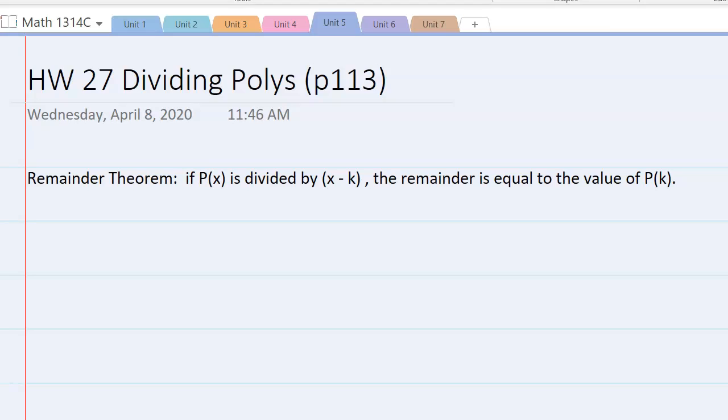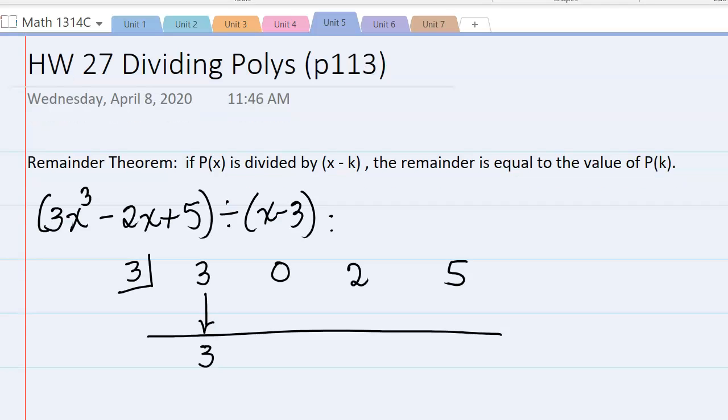The remainder theorem states that if p of x is divided by x minus k, the remainder is equal to the value of p of k. For example, we had the example 3x cubed minus 2x plus 5 divided by x minus 3, and we found that there was a remainder of 80. Here's what we did using synthetic division.